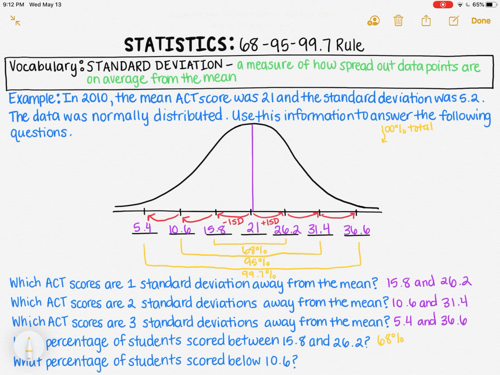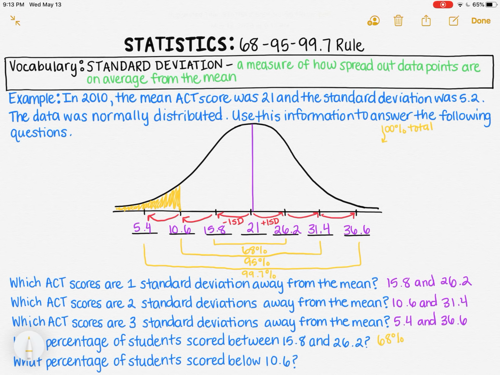The next question asks what percentage of students scored below 10.6. Now that means if we look at 10.6, we're trying to figure out the percentage of students that scored below 10.6. So we're trying to find the percentage of this yellow shaded in area. So we're going to have to do a little more work for this, because right now we only know the percentages of each of the chunks that I outlined. And keep in mind that this rule applies to all normal distributions. So anytime you have something that's normally distributed, you can apply the same exact values of percentages to whatever you see on the curve.